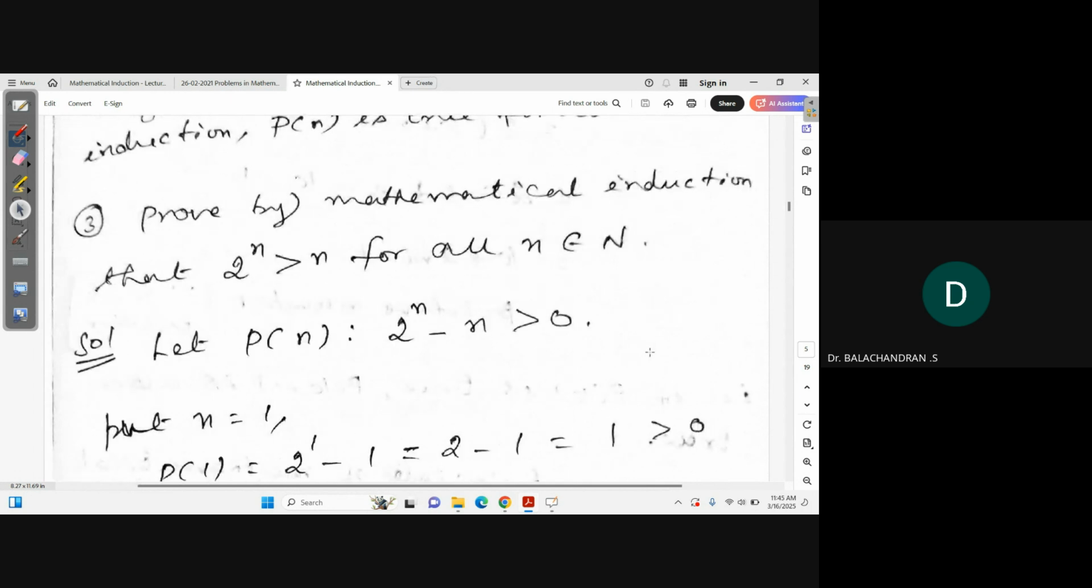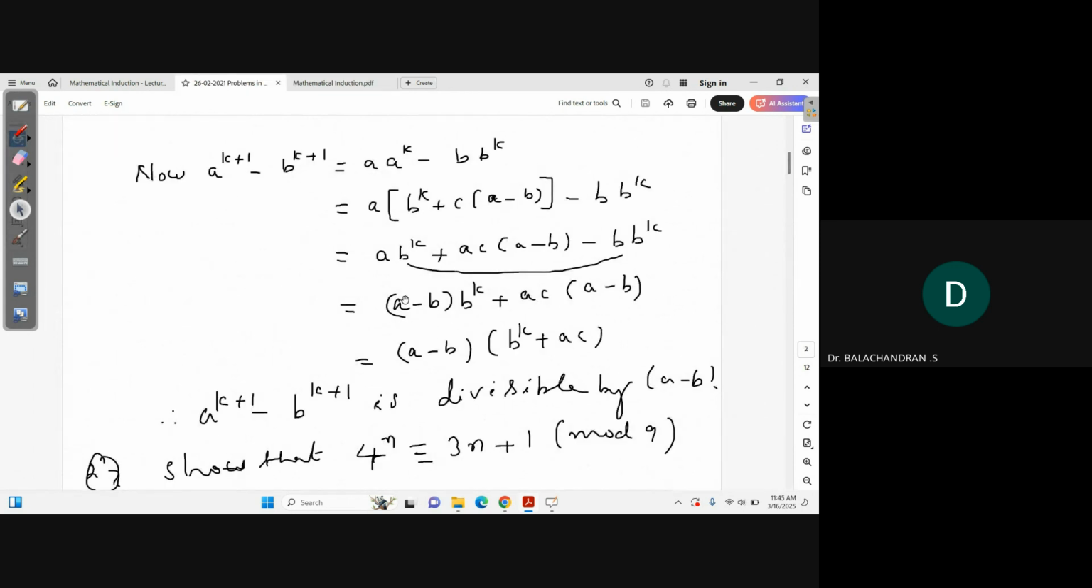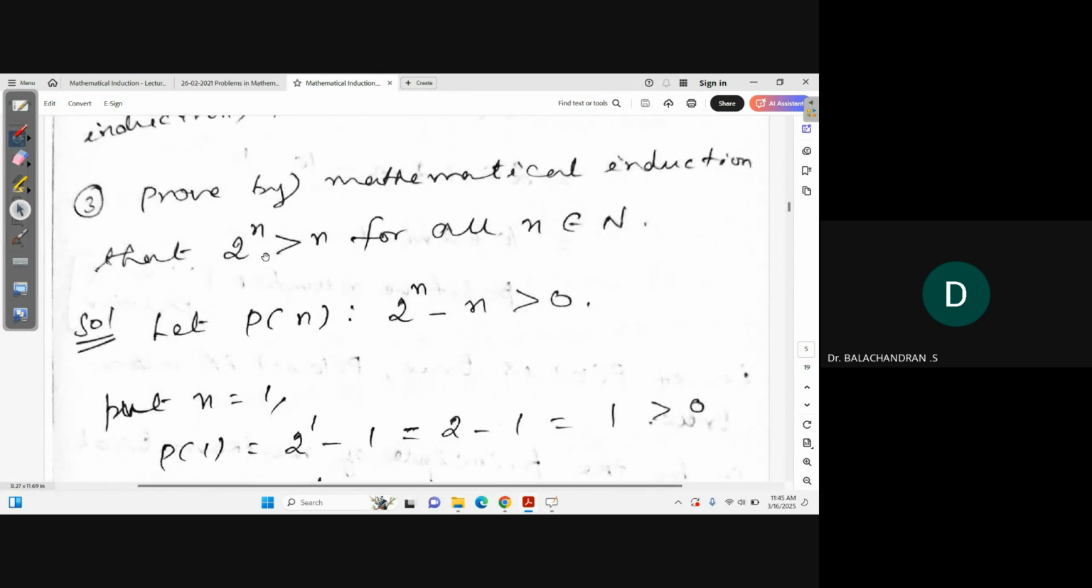Next, 2 power n greater than n. I'll check the problem here. Okay, so I will explain here. Prove by mathematical induction that 2 power n is greater than n for all n belonging to capital N. So if you know the idea, you can try independently also.